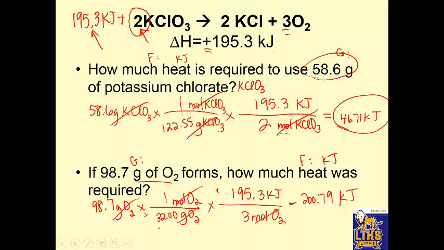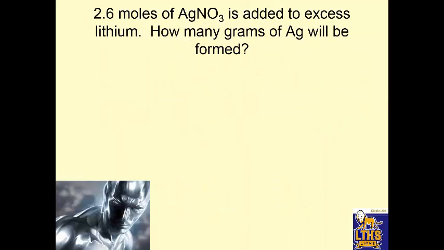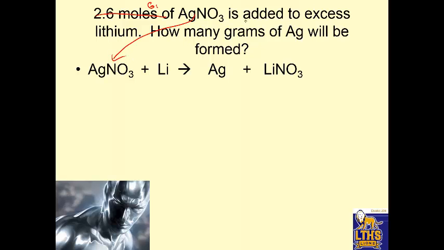All right, that's a lot of problems and only a few more to go. Hey, look, it says if there's 2.6 moles of silver nitrate added to excess lithium, how many grams of silver will form? Whoa. Looks like we need a balanced equation. Voila, balanced equation. Okay, so this time we're given 2.6 moles of silver nitrate, boom. And then we have extra lithium, so it doesn't matter.